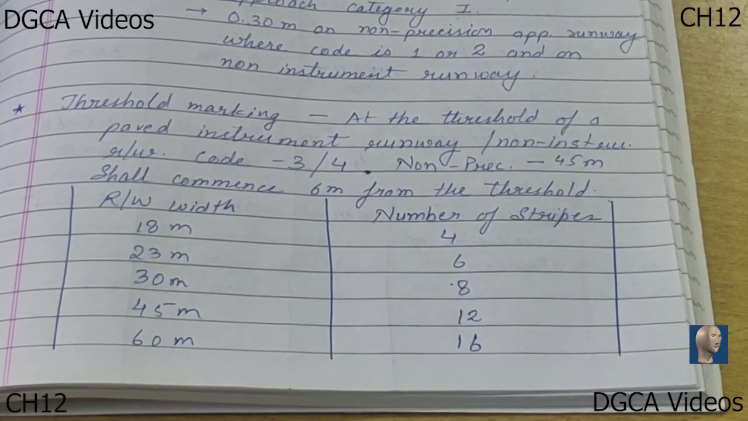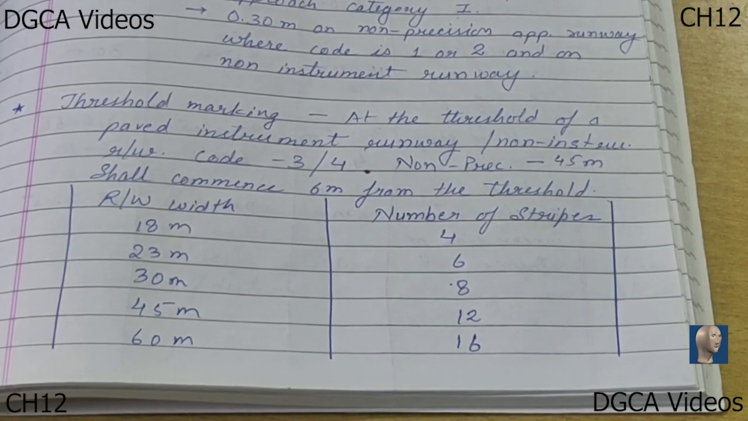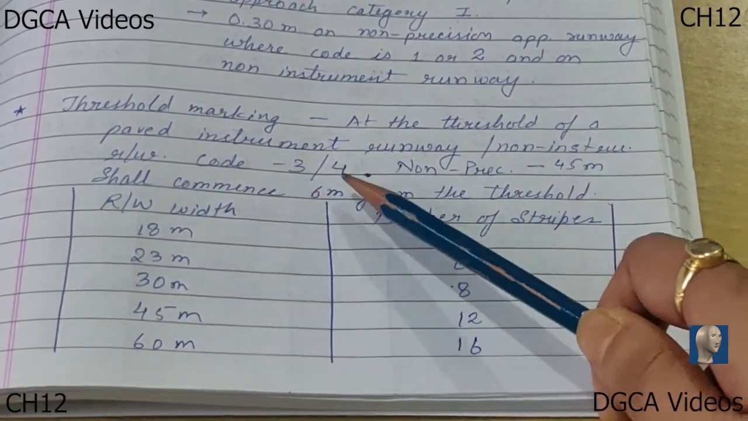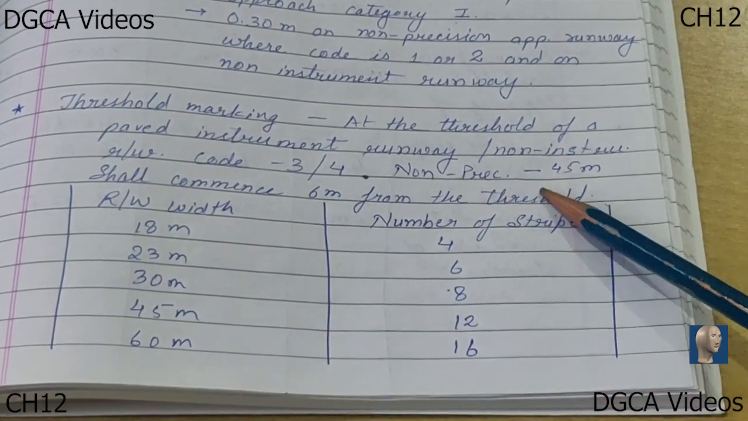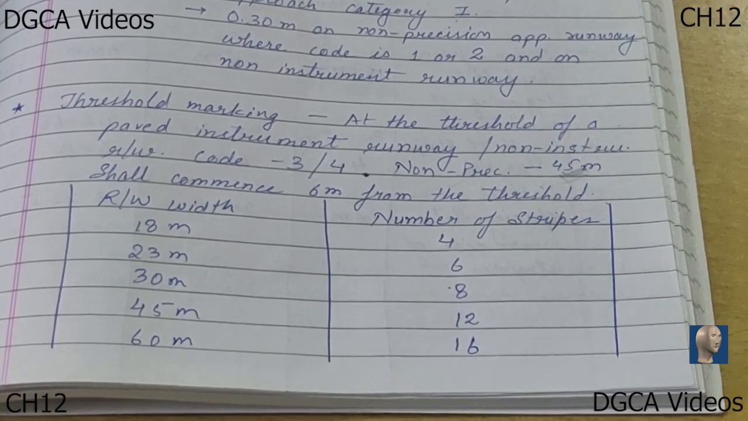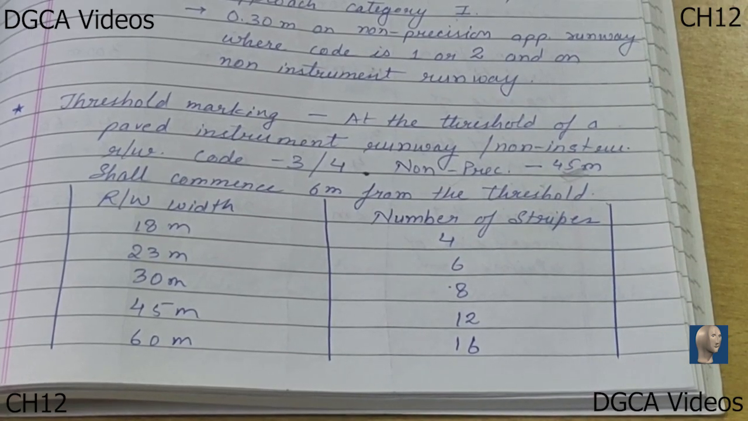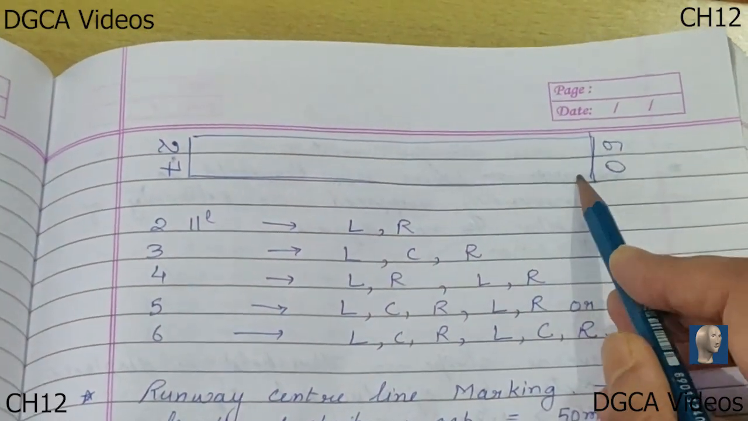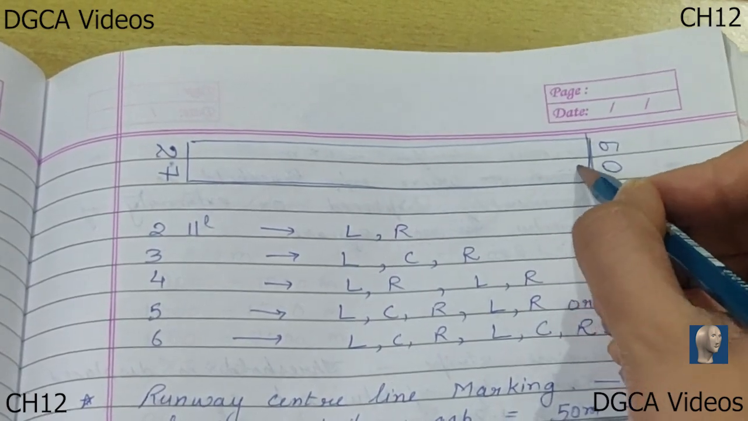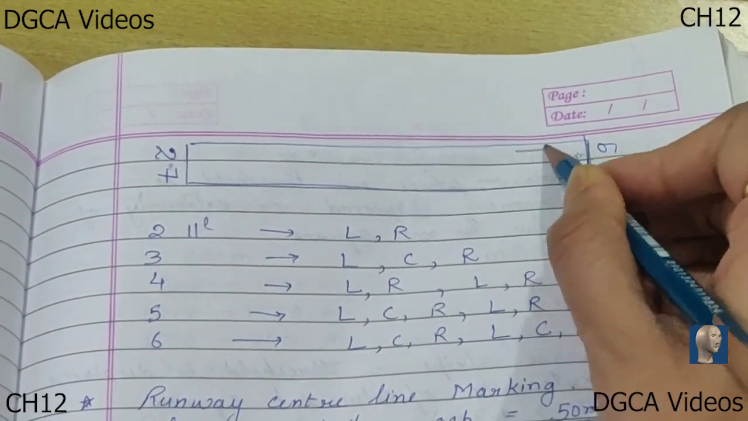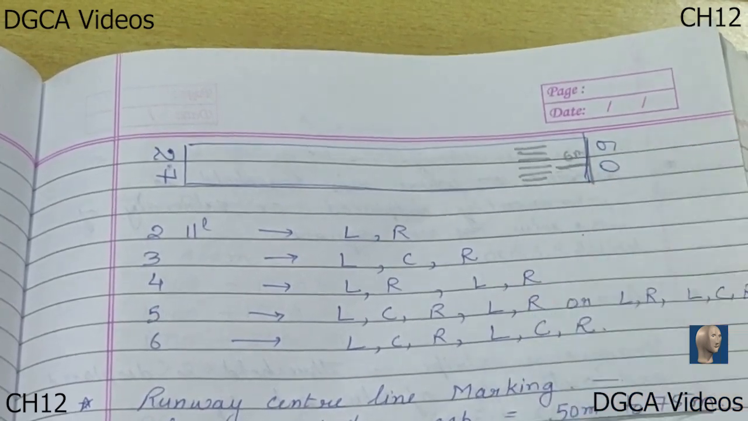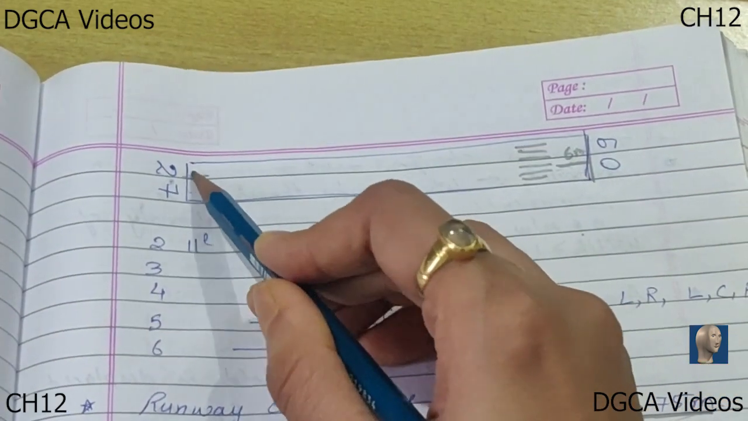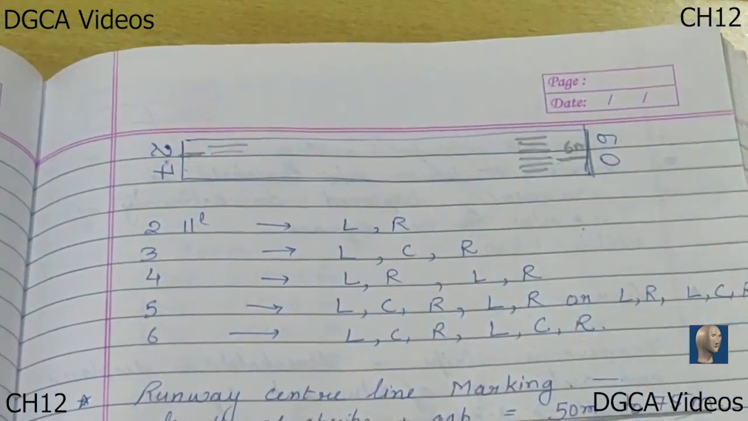Threshold markings, as I told you, will be the markings at both the ends of the runway. So at the threshold of the paved instrument runway or non-instrument runway as well, code 3 and 4, and also in case of non-precision runway, it should be 45 meter, and shall commence 6 meter from the threshold. Okay, so if you say that this is a runway, then from the threshold here, 6 meter from here, this will be the runway marking, and this 6 meter will be left at this end also. 6 meter distance will be left, and then the threshold marking will start.